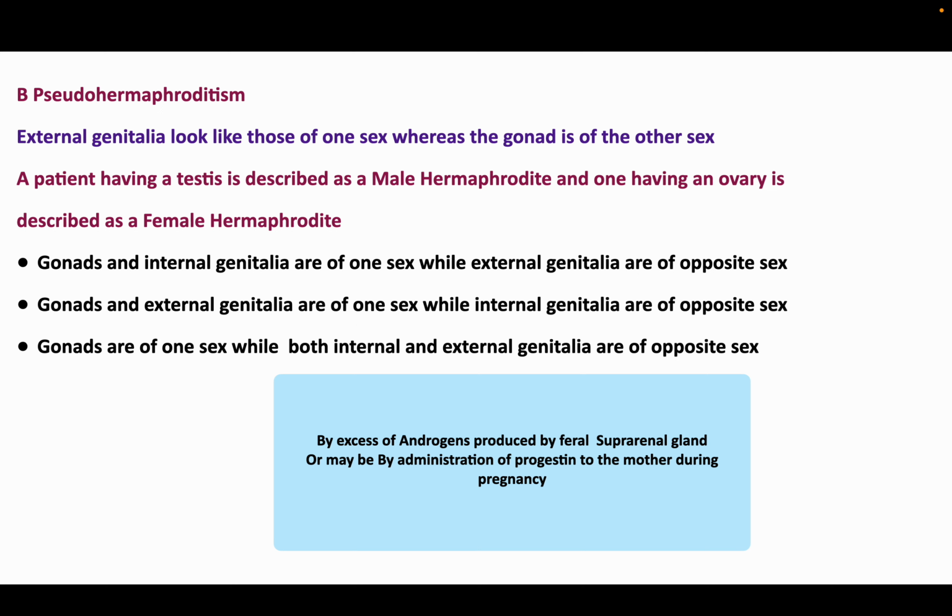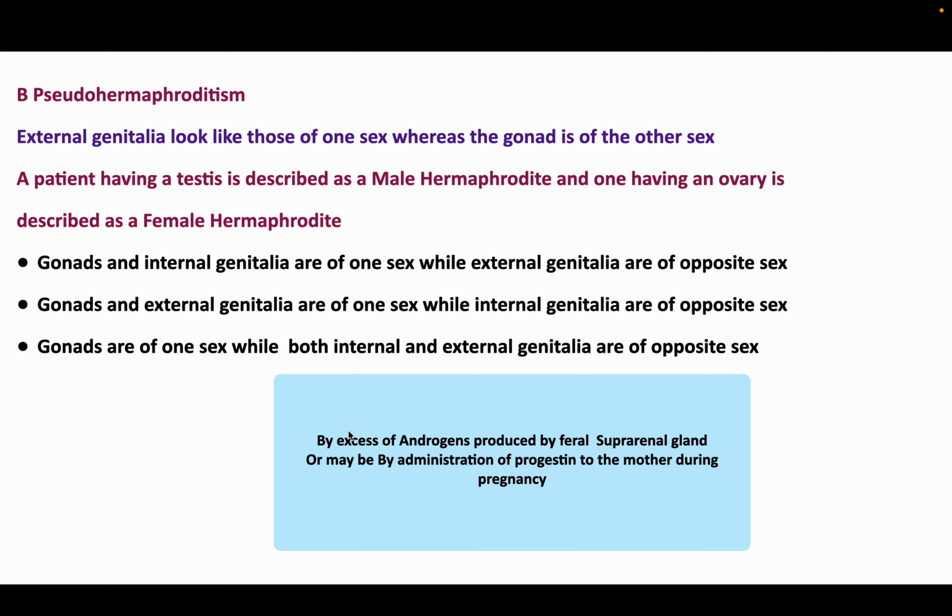In pseudohermaphroditism, the external genitalia look like those of one sex, whereas the gonad is of the other sex. A patient having testes is described as a male hermaphrodite. One having an ovary is described as a female hermaphrodite. Gonad and internal genitalia are of one sex, while external genitalia are of the opposite sex. So this is one variant of pseudohermaphroditism. The second variant is gonads and external genitalia are of one sex and internal genitalia are of the opposite sex. Then, gonad of one sex, and both internal and external genitalia are of the opposite sex. So these are the variants of pseudohermaphroditism.